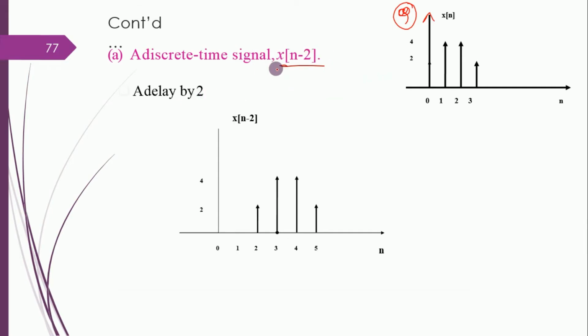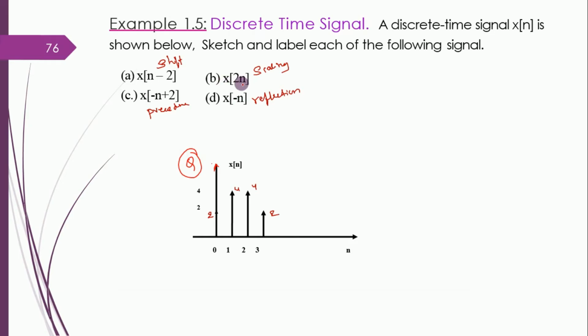So the first one, that is x of n minus 2. x of n minus 2 means a delay by 2, or else a right shift. Right shift by 2. This is the original signal. 0 comes to 2, and you have amplitude 2 here. 1 goes to 3, and you have amplitude 4. Whatever I have at 2 goes to 4, so amplitude is 4. Whatever I have at 3 goes to 5, amplitude is 2. So this is x of n minus 2.